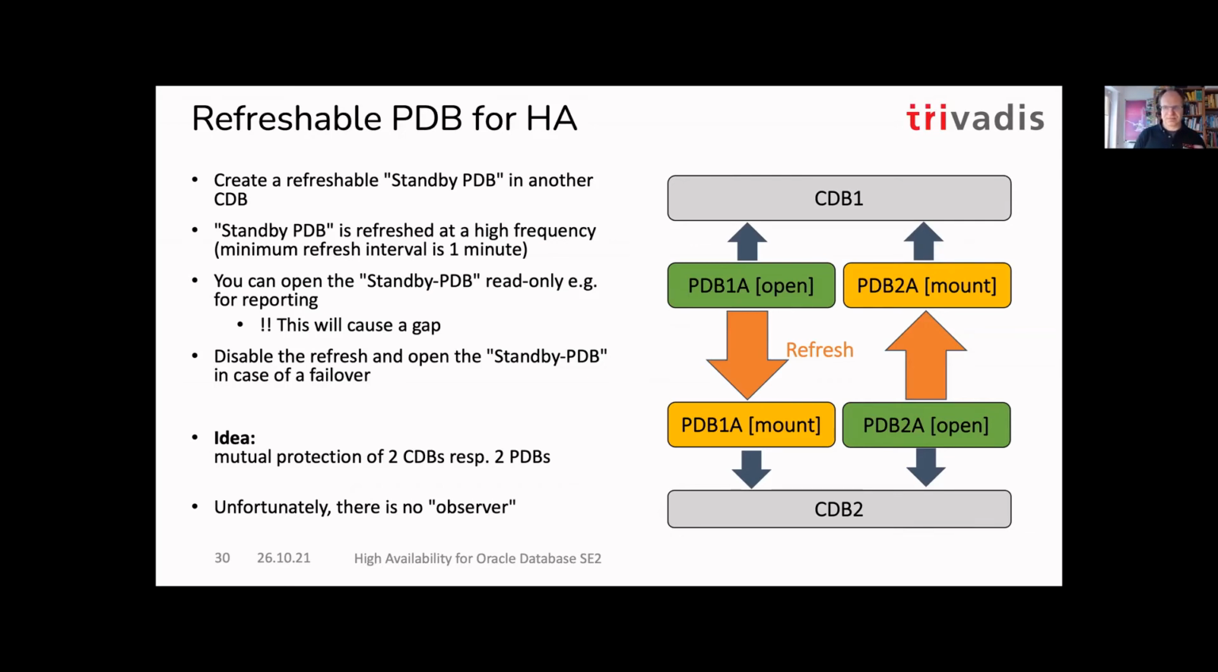The idea behind that, or if you want to use CDB2 for another database, let me say the PDB2A in this case, the idea behind it is that you have a mutual protection of 2 PDBs, so that CDB1 holds PDB2A as a refreshable PDB. So if one of the CDBs fails, we have the copy available for both PDBs.